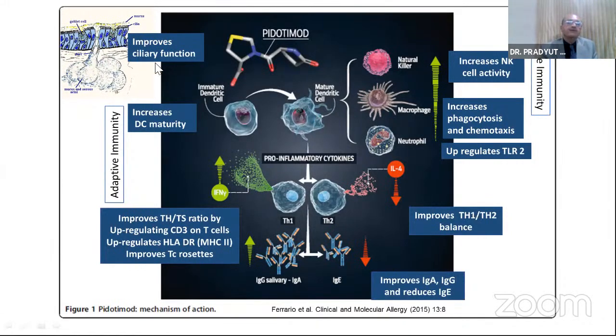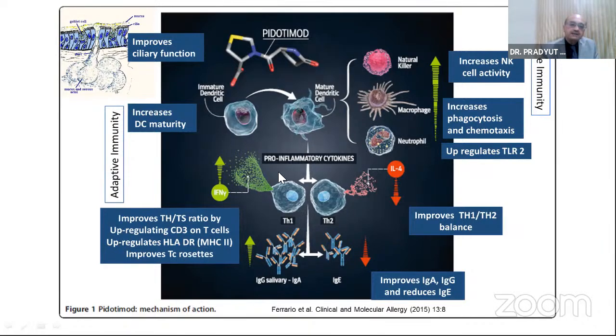See, if you remember the 5 components I have told you, it improves the ciliary function. Number 2, it increases the maturity of the dendritic cells, because in COPD or any infections, we know that the dendritic cells are immature, so it makes these cells mature and they increase the natural killer cell activity. They increase the phagocytic activity of the macrophages and the neutrophils, and all this action they do by upregulating toll-like receptor 2.